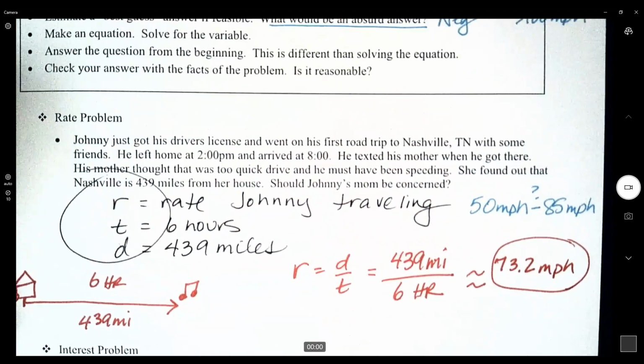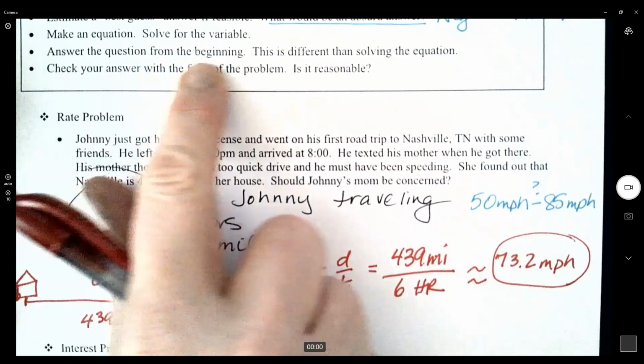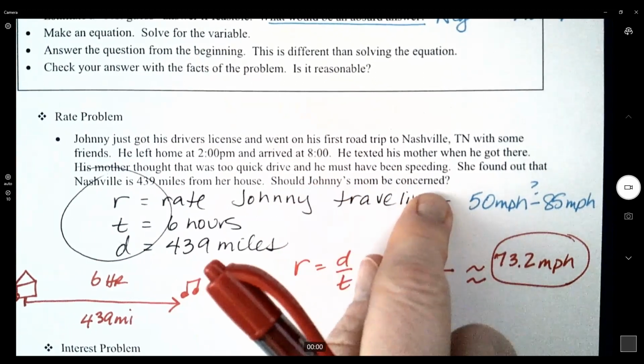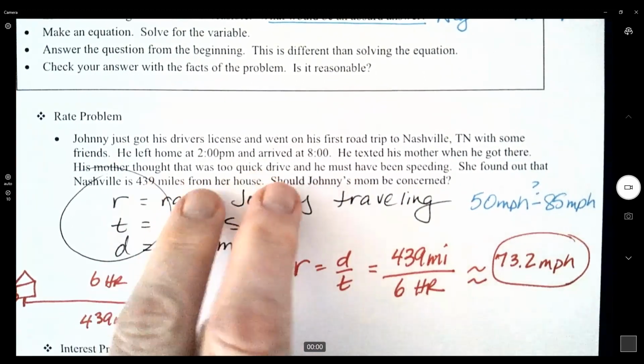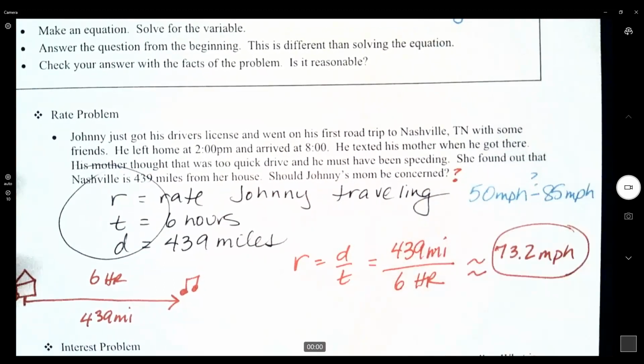So if I finish the question, I solved for the variable. I did find what r is. But now answer the question. The question was, should Johnny's mom be concerned? The question wasn't, how fast is Johnny going? The question was, should Johnny's mom be concerned? So make sure you answer the question that is being asked.